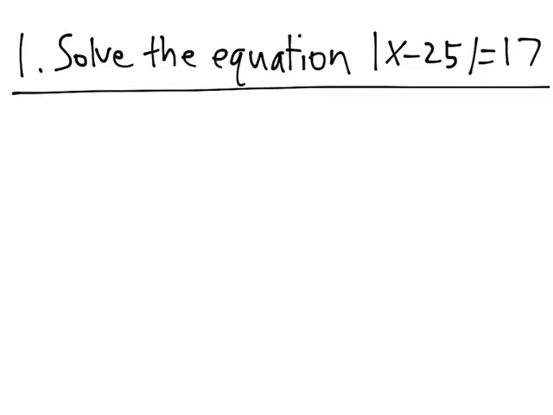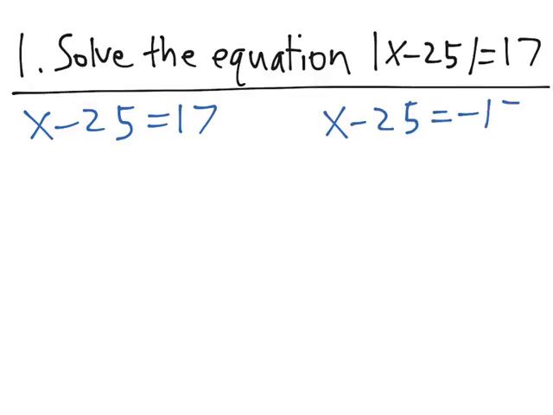Here are some examples of problems about solving absolute value equations. Problem 1. Solve the equation absolute value of x minus 25 is equal to 17. First, let's split this equation up into its two possible forms. Either x minus 25 is equal to 17, or x minus 25 is equal to minus 17.